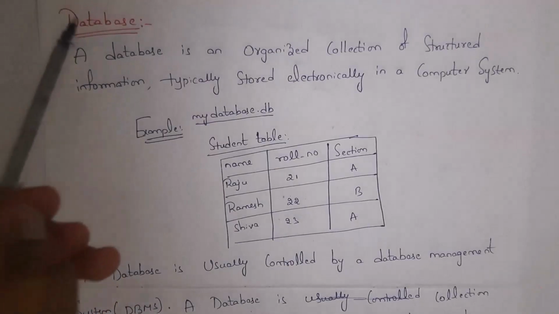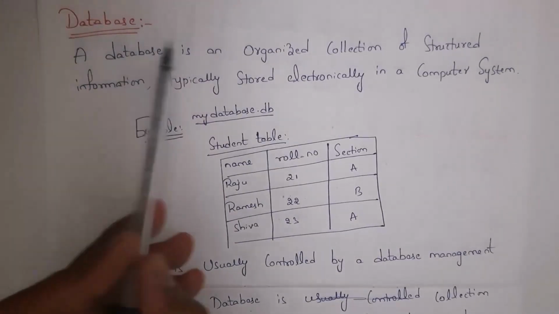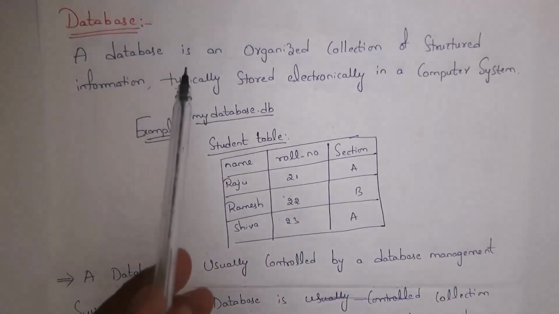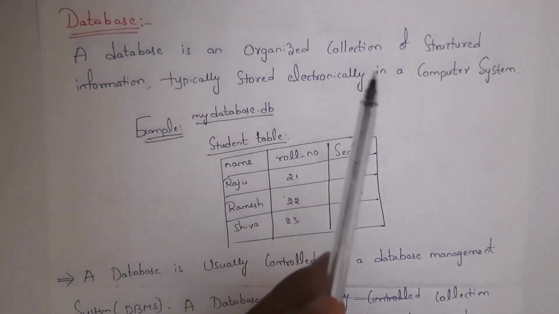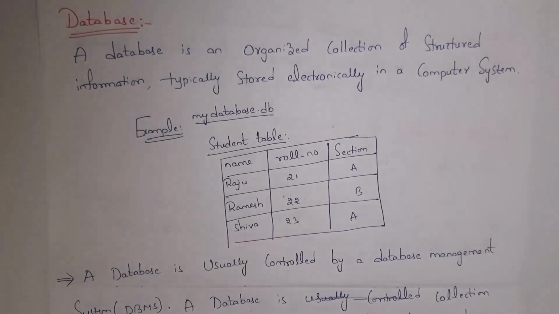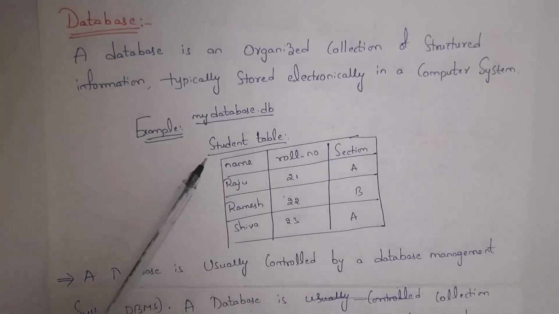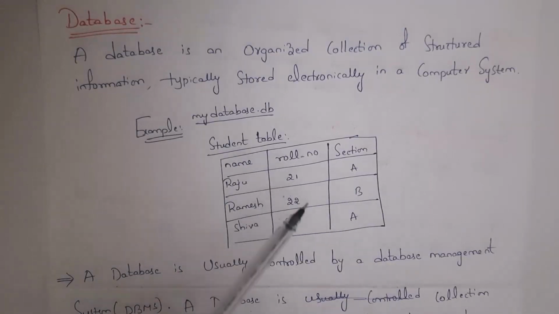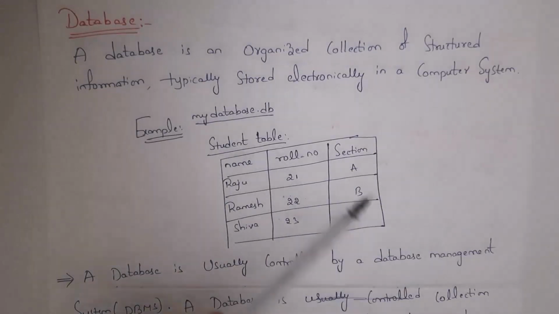Next I will explain what is database. A database is an organized collection of structured information typically stored electronically in a computer system. I will explain this definition. For example, my database name is my database. Inside this database, I created one student table. The student table contains names Raju, Ramesh, Shiva, roll numbers 21, 22, 23 and sections A, B, A.